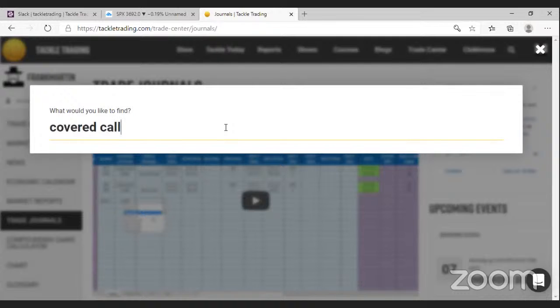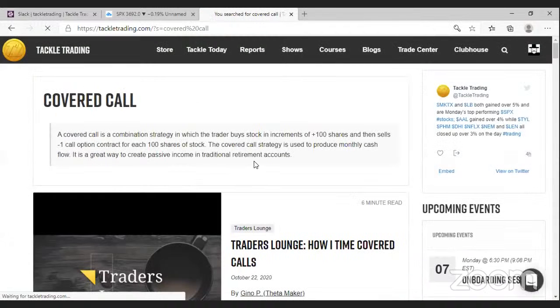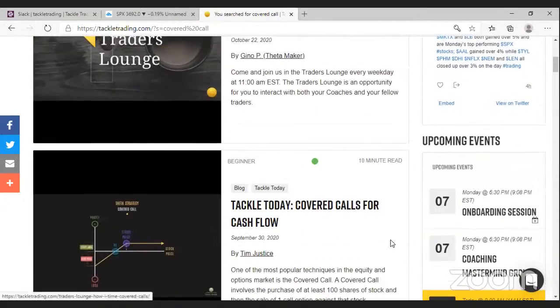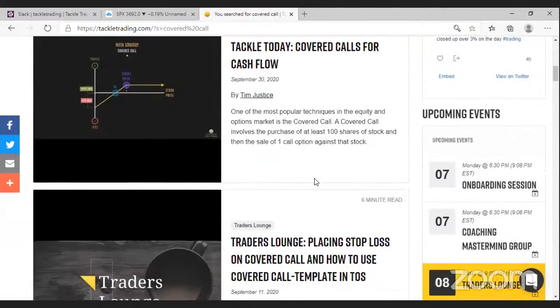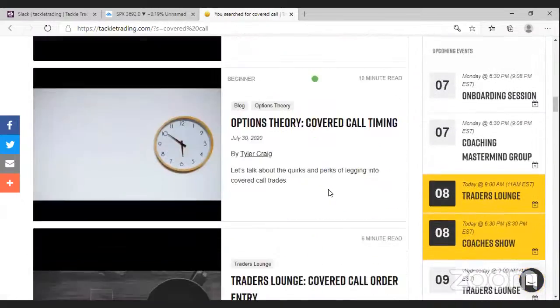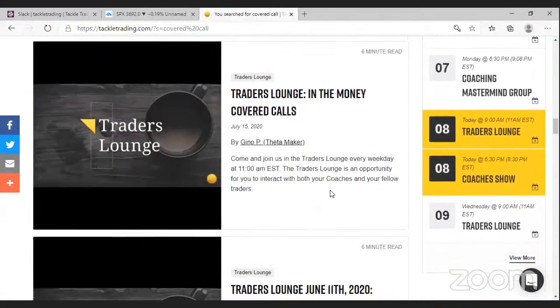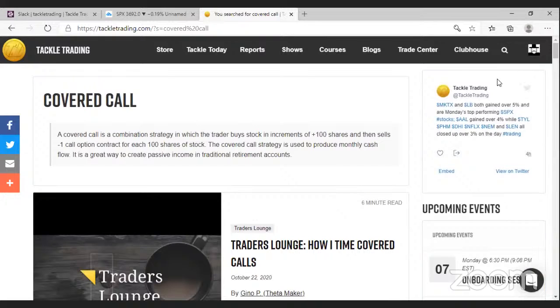If you're looking for information on covered calls, just throw it in there, scroll down and tell it to show you all the results, and you will find lots of stuff on covered calls, right? Timing covered calls. We've got a snippet from the lounge, a blog, a nice conversation on stop losses on them. All sorts of stuff on that particular topic. The search function is very, very smart. So if you're ever looking for something, like I said, never hesitate to ask. We're happy to help you find it. But a lot of times the fastest and easiest thing to do is just hit the search button, right? That'll take you where you need to go.